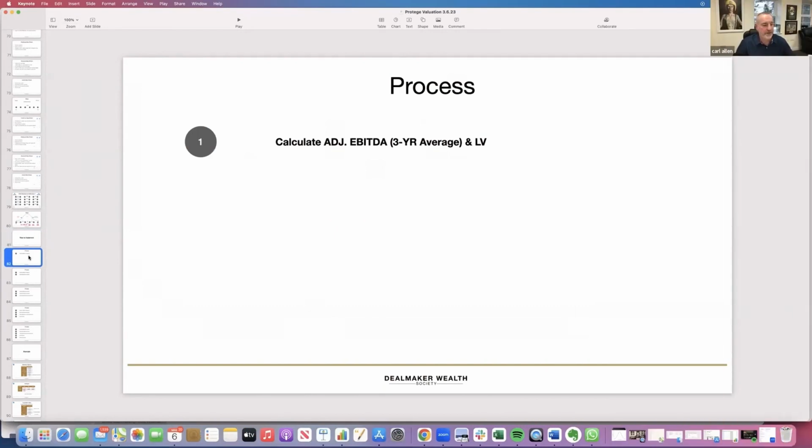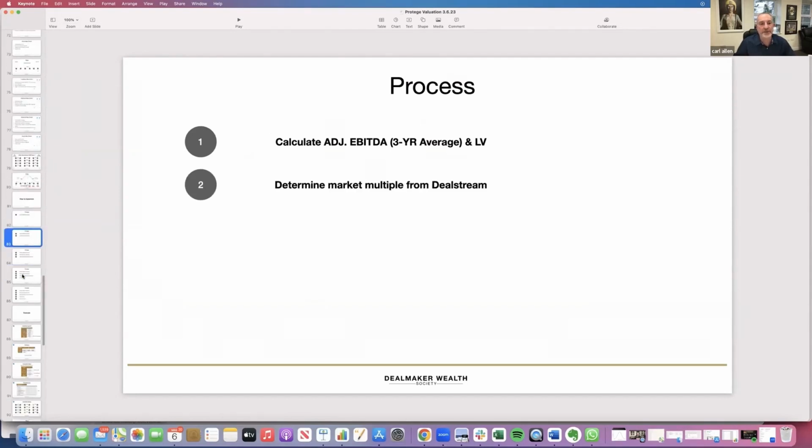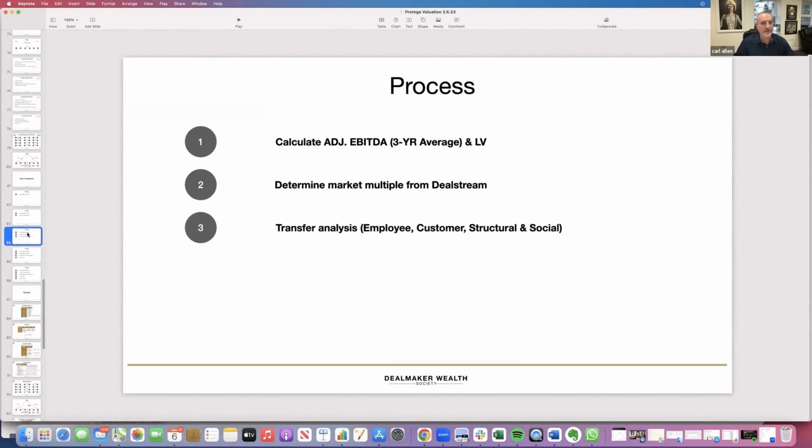So first thing you do is you calculate that adjusted EBITDA average and your liquidation value. I'll show you the process, then we'll do an example. Second is you determine the market multiple from Deal Stream. Number 3, do the transfer analysis. Look at the employee, customer, structural, and social goodwill and the value.